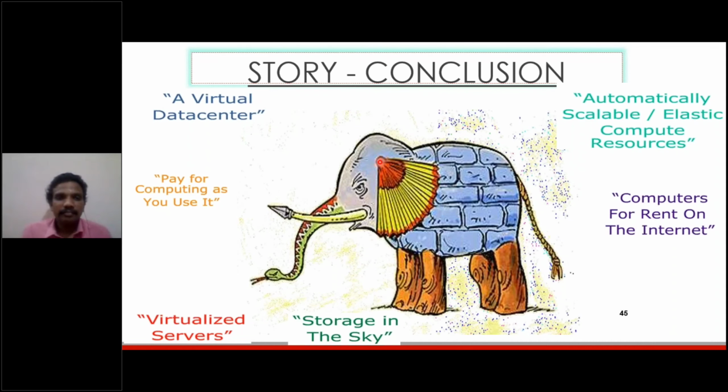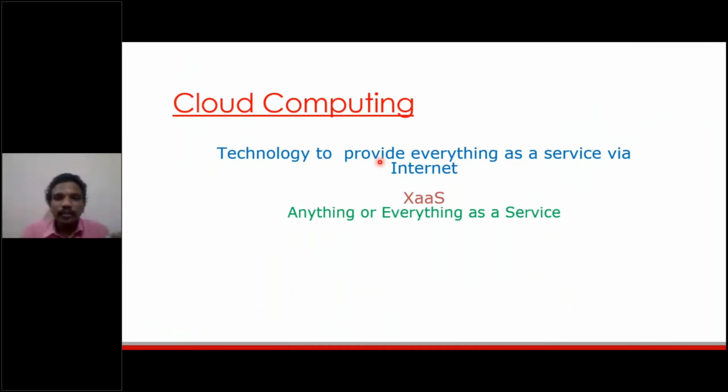I'm entering into the domain. It's a technology to provide everything as a service. Cloud computing is a technology to provide everything as a service via internet. Cloud computing is a technology to provide anything or everything as a service. So it will be simply represented as XaaS, anything or everything as a service. I'm giving a very small example.